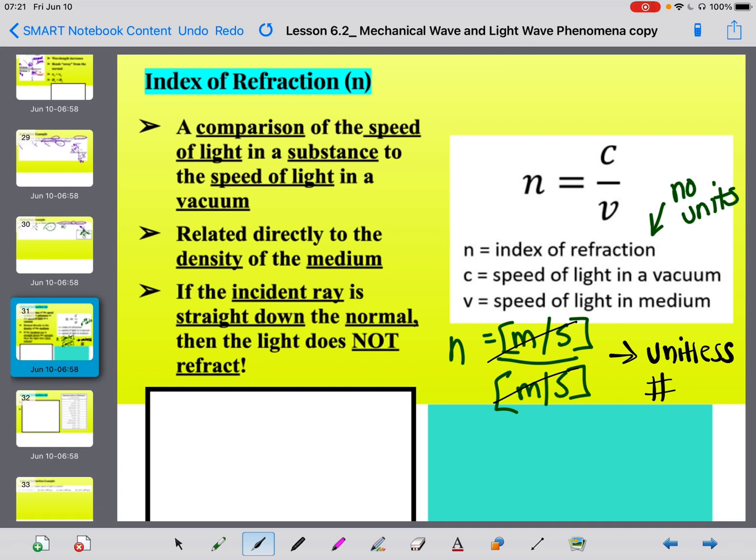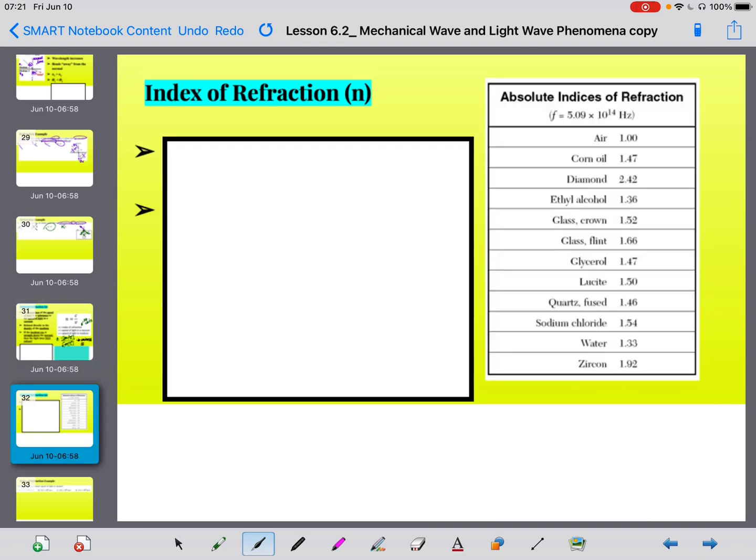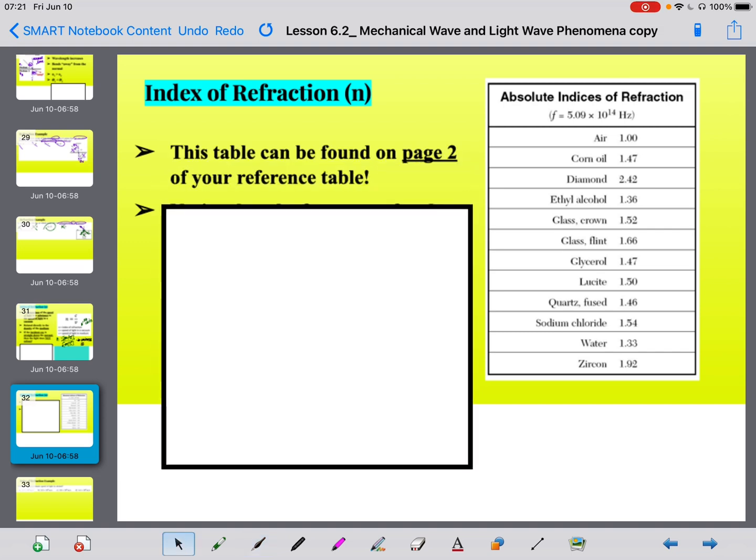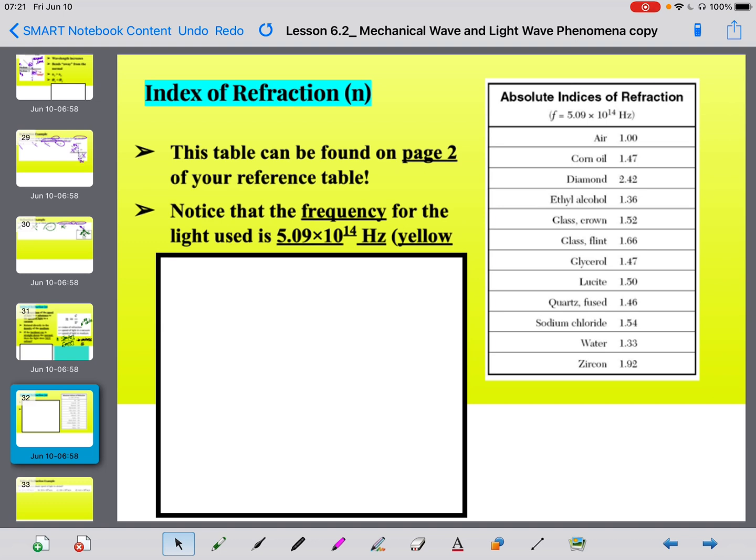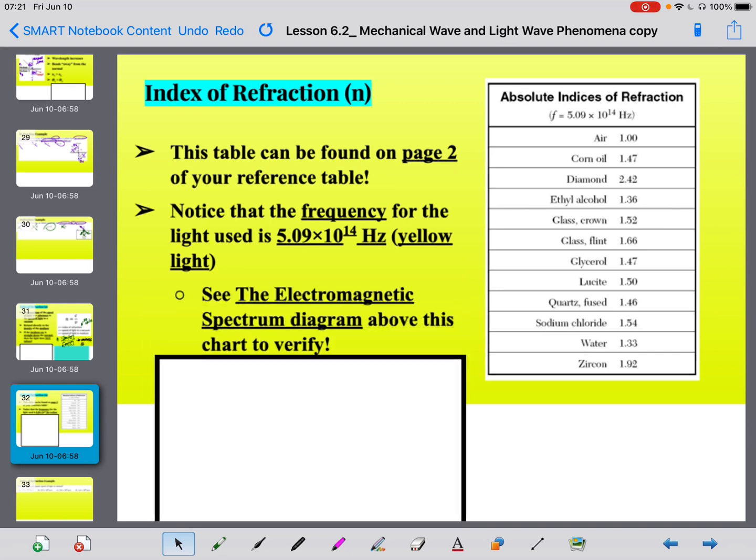So you actually find this in absolute indices of refraction, this table on page 2 of your reference table. And notice that the frequency that they use is for yellow light, right? Because it has a frequency of 5.09 times 10 to the 14 hertz. See the electromagnetic spectrum to verify this in the visible light category.